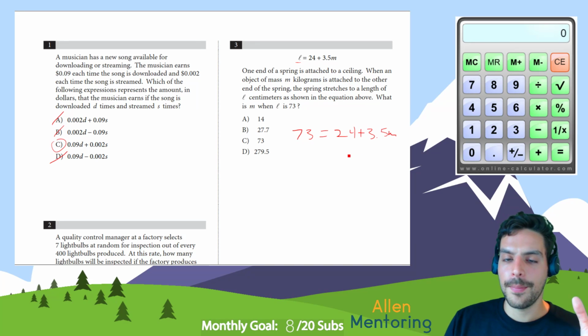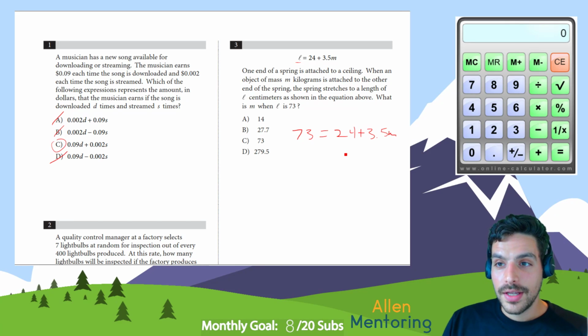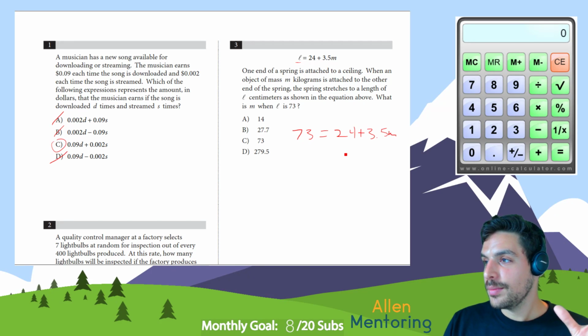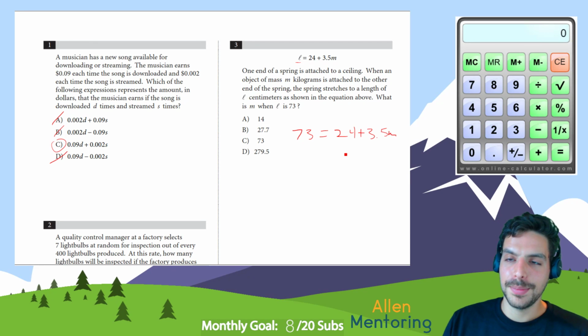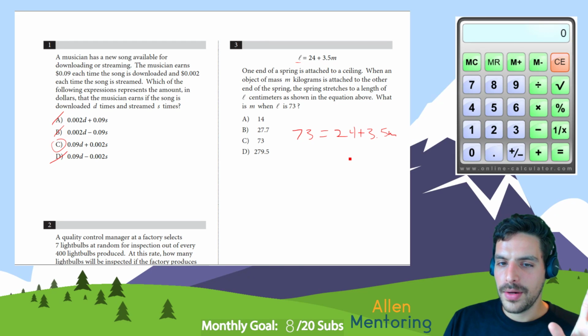So this is a fairly simple algebra problem. How do we isolate m? Well, what you want to do is the opposite to both sides. And one day I'm going to have a shirt that has a cute little slogan for opposite on both sides. I'm still thinking about it, so if you have any recommendations, let me know in the chat.